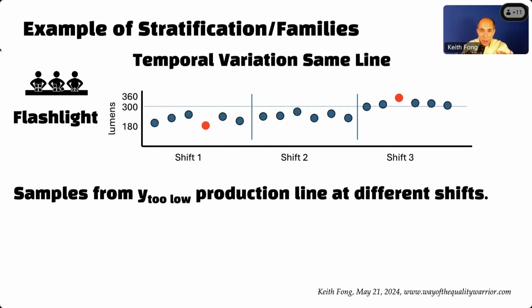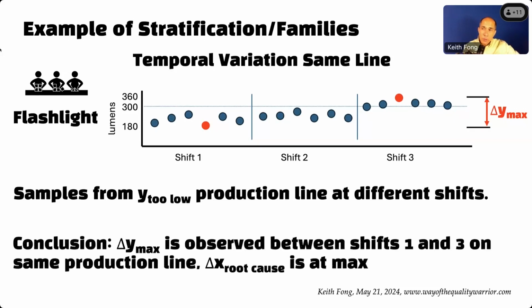So even without changing the line, on the same line, what we see is that we do have the delta y max. So that's promising. And our conclusion is that we do observe the delta y max between shifts 1 and 3 on the same production line. So the delta y root cause is at the max. Now, again, we said that we've seen the max delta y between production lines and between shifts on the same production line. They could have the exact same cause. They could have potentially different causes, but it gives us a place to look, a place to focus.